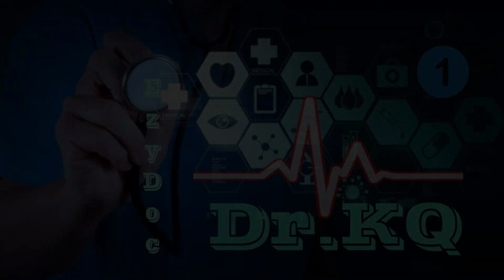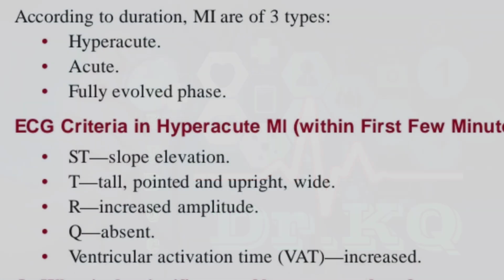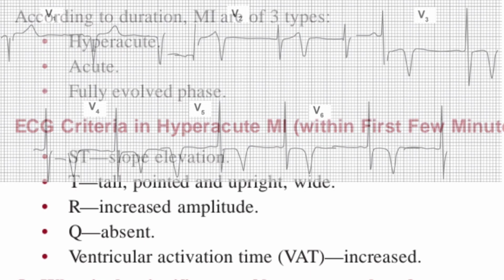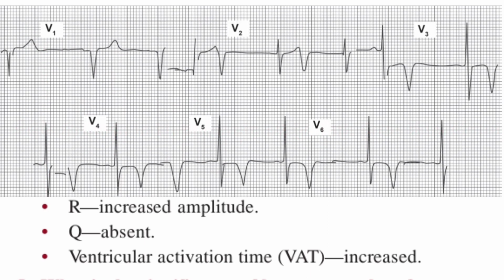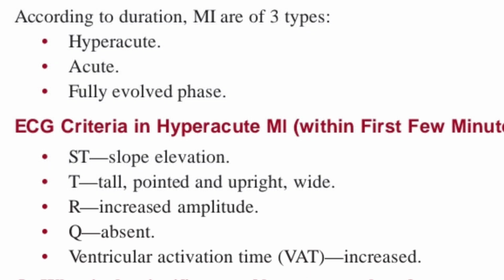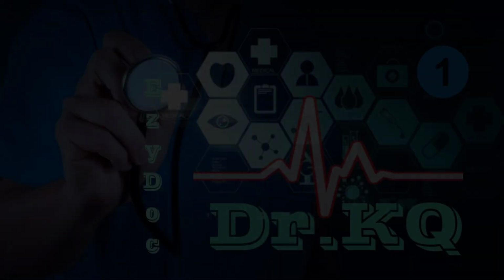Now we are going to discuss the ECG of hyperacute MI. The hyperacute MI ECG shows some changes within the first few minutes. Number one is the ST segment elevation. Second, you will notice the T wave, which is tall, pointed, upright and wide. Third, the R wave has increased in amplitude. The Q wave is absent. A Q wave can be seen in recent or old MI, which we have discussed earlier, but the Q wave will be absent in this hyperacute MI. So these are the changes you will notice in hyperacute MI.